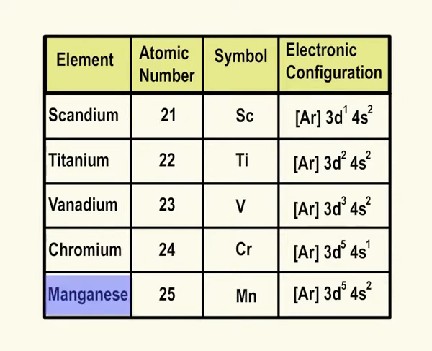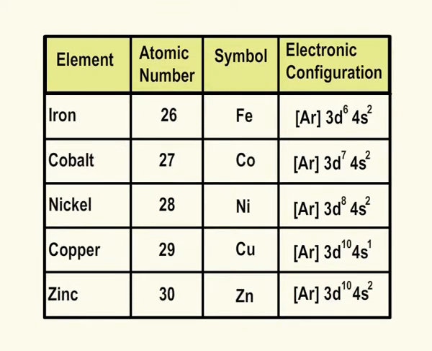Atomic number of manganese is 25. Its symbol is Mn. According to its electronic configuration, it has 2 electrons in its outermost 4s orbital and 5 electrons in its penultimate 3d orbital. Atomic number of iron is 26. Its symbol is Fe. According to its electronic configuration, it has 2 electrons in its outermost 4s orbital and 6 electrons in its penultimate 3d orbital.